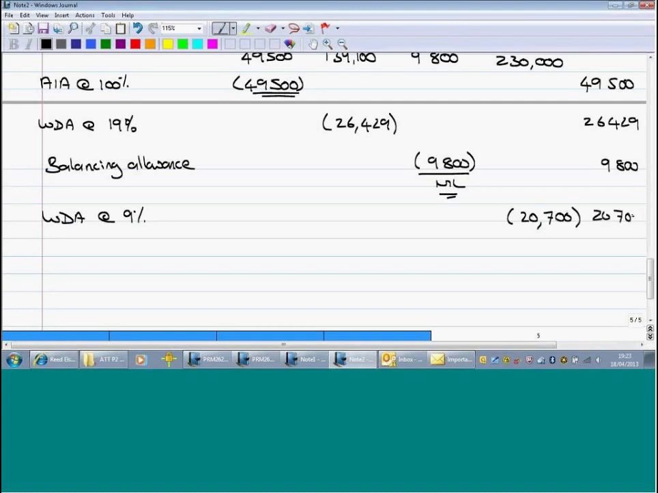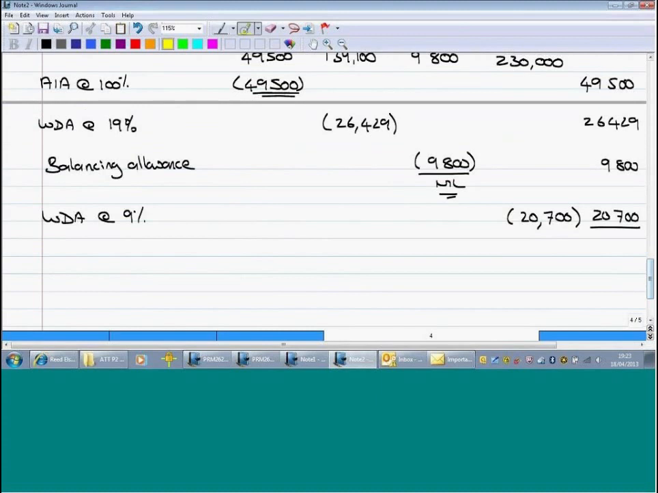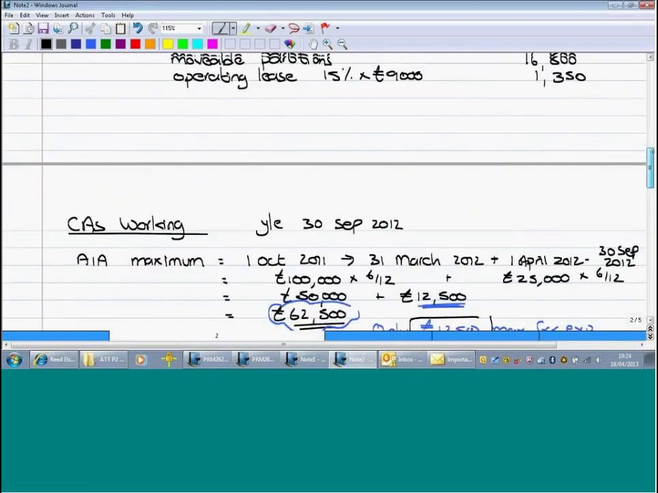which I take across. Now, in the exam, I wouldn't waste your time balancing off each column. The only column you now care about in this question for capital allowances is that capital allowances column. So I'm going to add up all of these numbers to give me my total capital allowances. So 20,700 working backwards plus 9,800 plus 26,429 plus 49,500, and that gives Boxer Limited capital allowances of £106,429. These capital allowances I now take to my calculation of trading income.